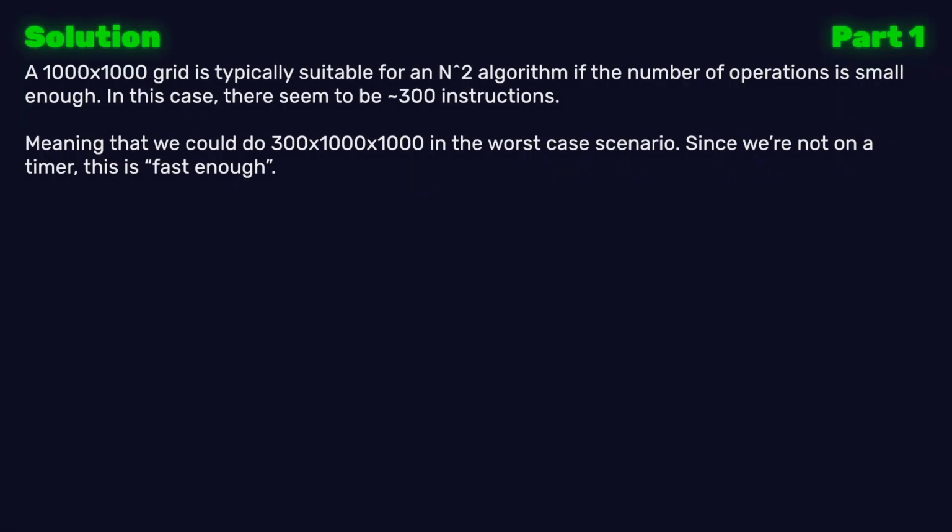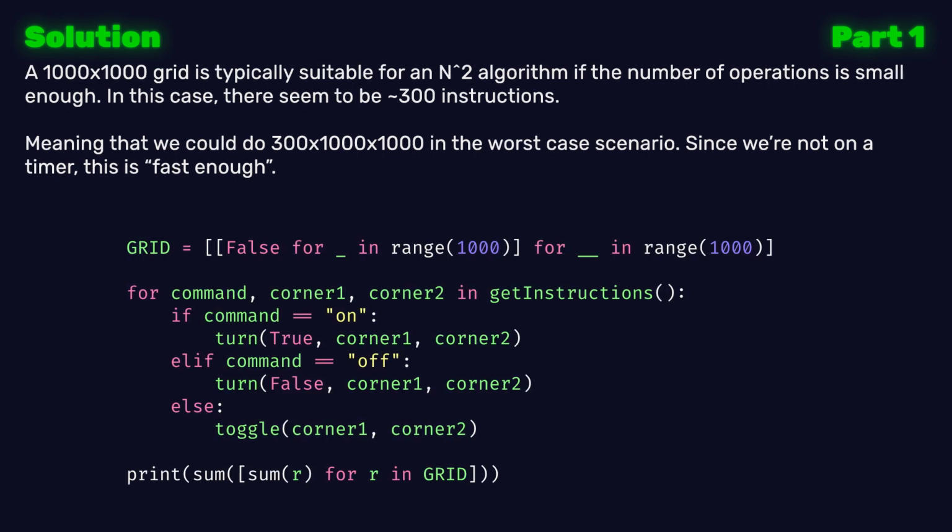A 1,000 by 1,000 grid is typically suitable for an n-squared algorithm if the number of operations is small enough. In this case, there seem to be about 300 instructions, which means that, in the case where every instruction touches the full grid, we would do 300 times 1,000 iterations where we can do something. Since we're not on a strict timer, we can consider this fast enough to just track the lights in a grid containing 1,000,000 lights.